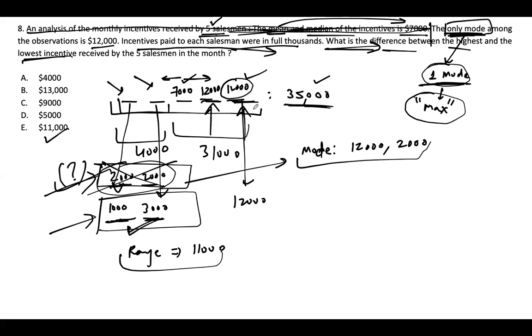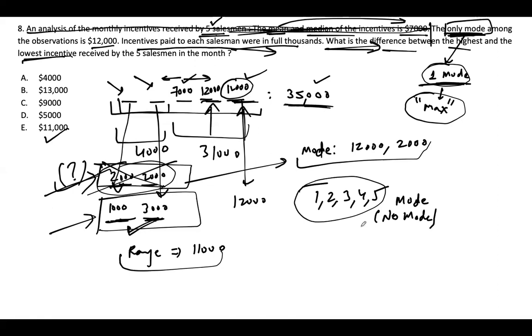Why did you take 12,000 two times? Yes, sir, because this is the mode. Can you take 12,000 once? Let's say if I'm saying 1, 2, 3, 4, 5. What is the mode of this data? If all are occurring one time only, there's no mode.